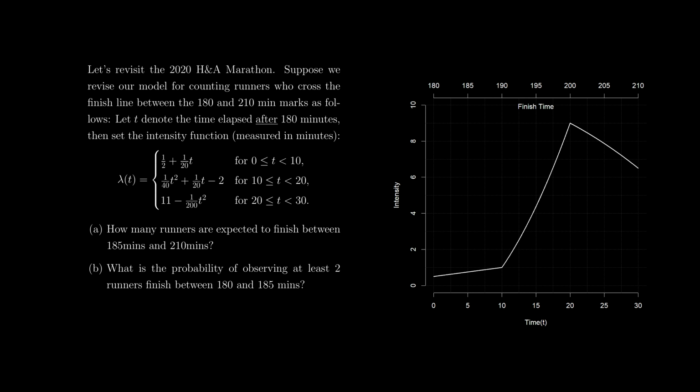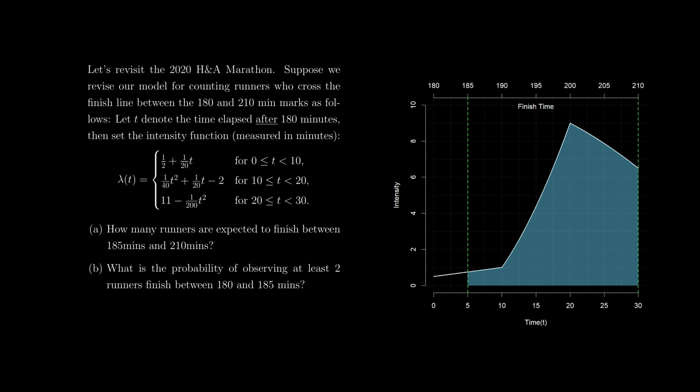Okay, so let's tackle question 1. How many runners are expected to finish between 185 minutes and 210 minutes? Now, t is defined as the time after the 180th minute, so that means we need to integrate for t running from 5 to 30. Now is that a problem? Well, no. Lambda is piecewise defined, but calculating the integral just means calculating the integrals over the subintervals, making sure that we're still within the relevant time window, and then adding them up together.